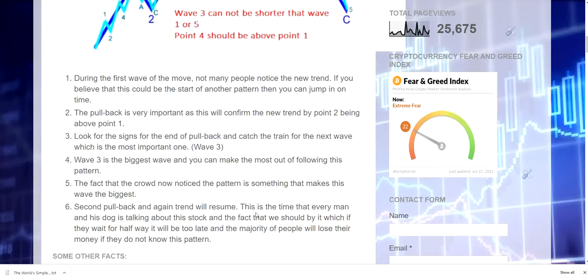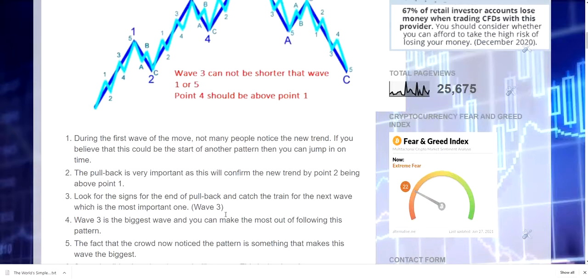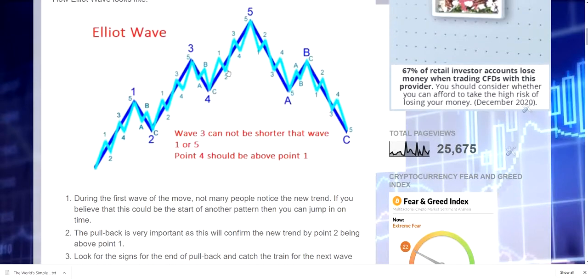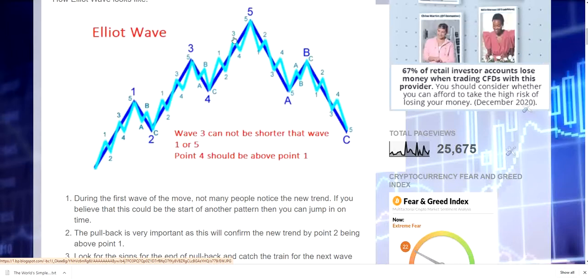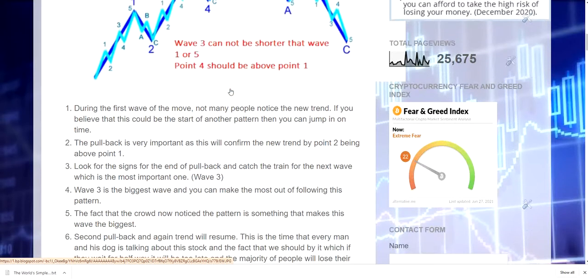This is the time that every man and his dog is talking about this stock, and the fact that we should buy it. If you can buy it at earlier stages of the last wave, it's still good. But if you go in at the middle or end of the wave and you still buy it, then you lose. Because most of the people join at the end normally, that's the reason why most of the people are the losers anyway.